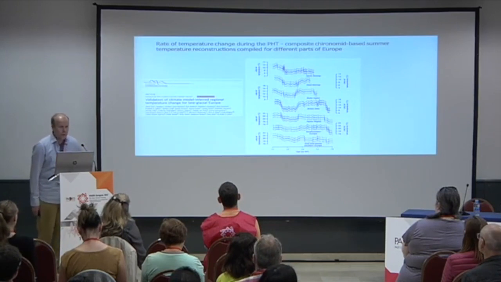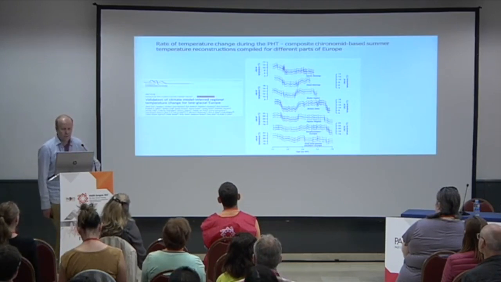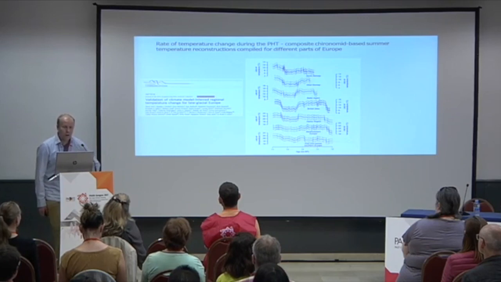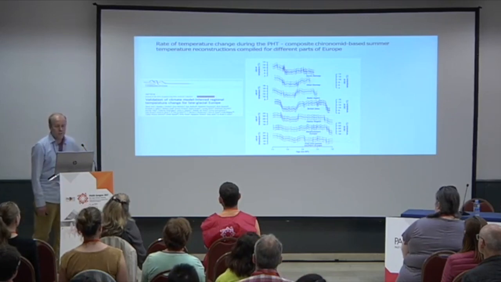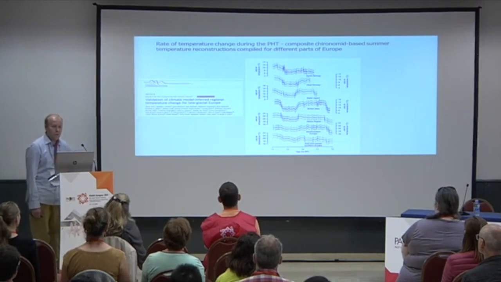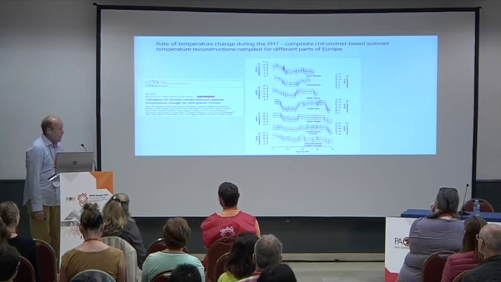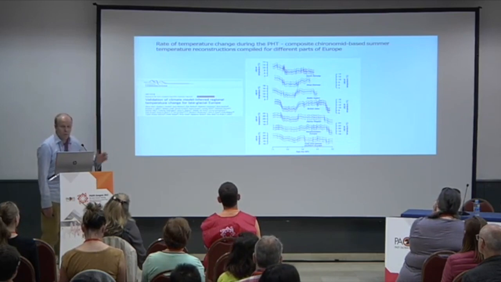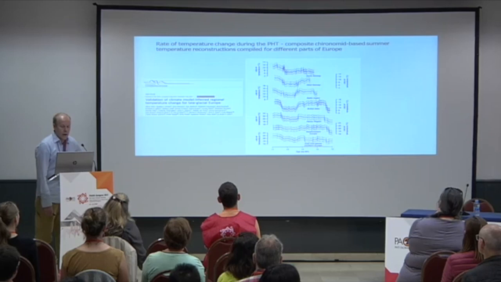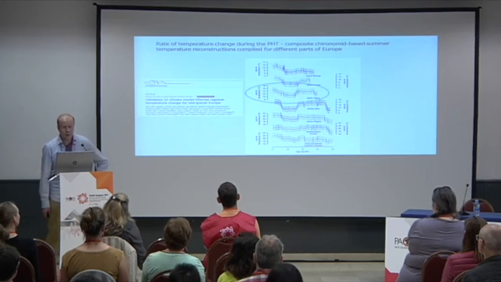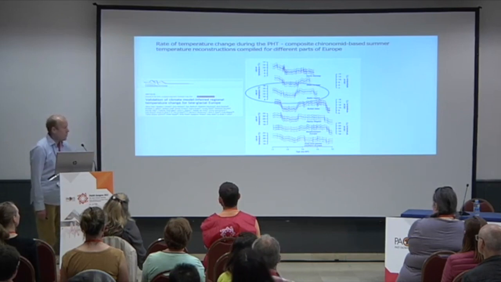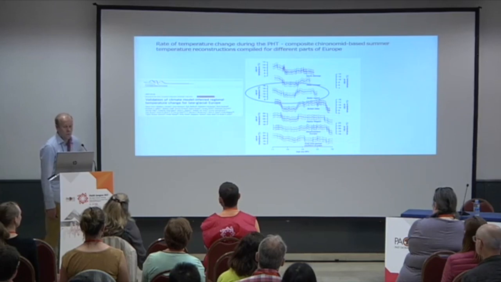A few years ago, we published this paper, first authored by my colleague Heikki, where late glacial temperature reconstructions were presented for different parts of Europe. These are all based on chironomid data. It's a summer temperature reconstruction. I will just pick one region here because I will focus on it. It's the Baltic region, but in this paper, for different sectors of Europe, a composite summer temperature reconstruction was presented.